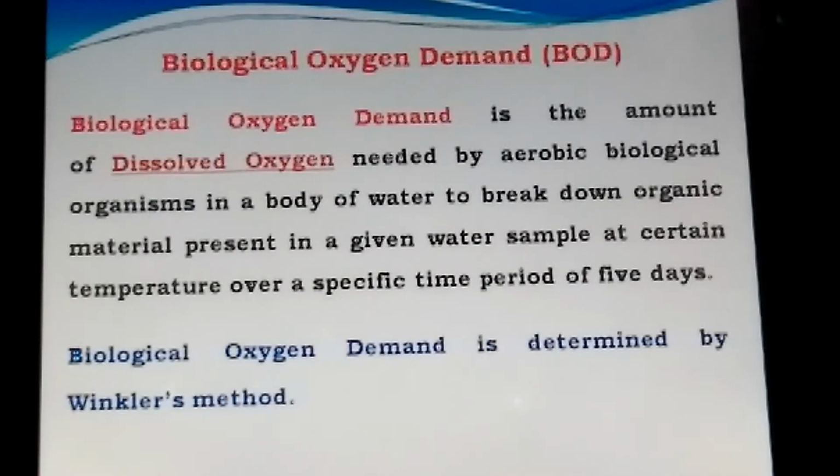Biological oxygen demand can be determined by Winkler's method. The Winkler's method we have already learned in the dissolved oxygen determination, and the same principle is being applied here to calculate the biological oxygen demand.